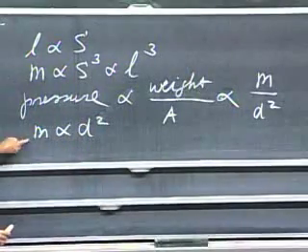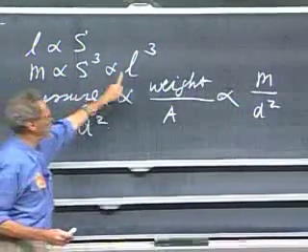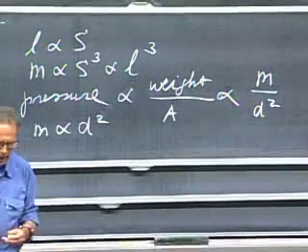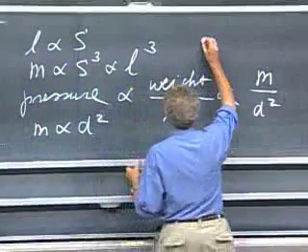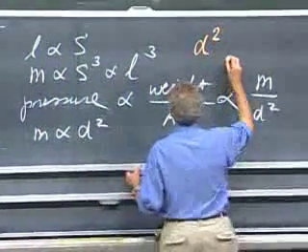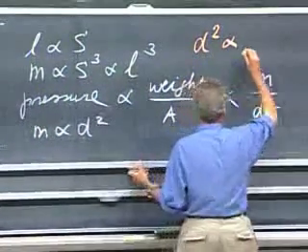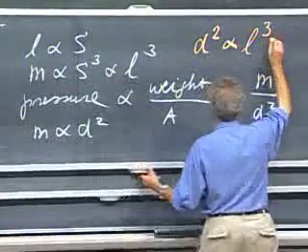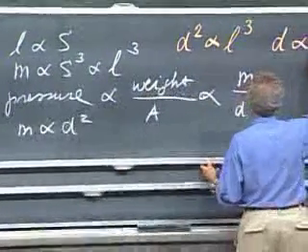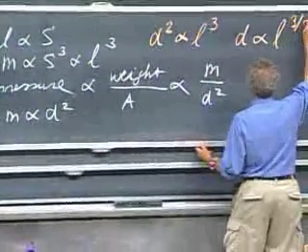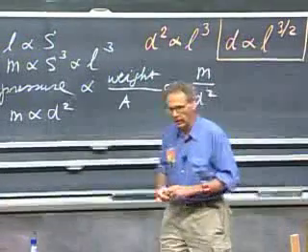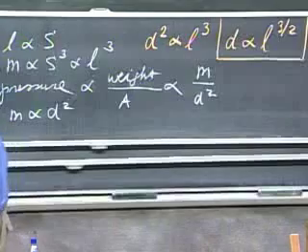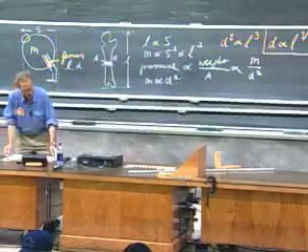Now compare these two. The mass is proportional to the length of the femur to the power 3 and to the thickness of the femur to the power 2. Therefore, the thickness of the femur to the power 2 must be proportional to the length L, and therefore the thickness of the femur must be proportional to L to the power 3/2. A very interesting result.